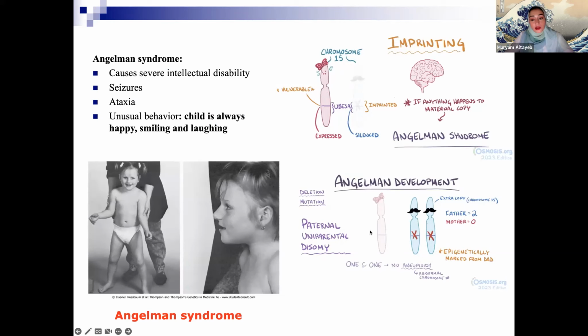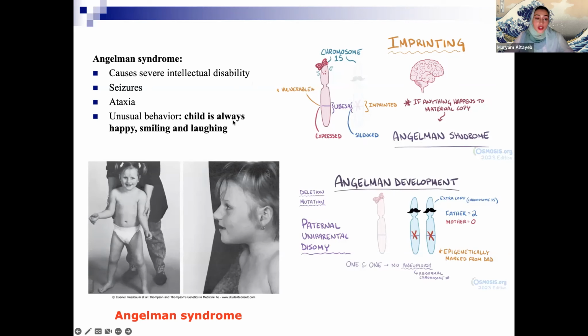But instead of 2 maternal copies, you're going to receive 2 paternal copies, so 2 copies from the father. And these are both epigenetically marked, so they're going to be downregulated, let's say, okay? And so what happens in this case is something called Angelman syndrome. And it also causes severe intellectual disability, seizures and ataxia, meaning difficulty in walking, or their gait is very unstable. And it also has unusual behavior that you can usually pick up on in a question.